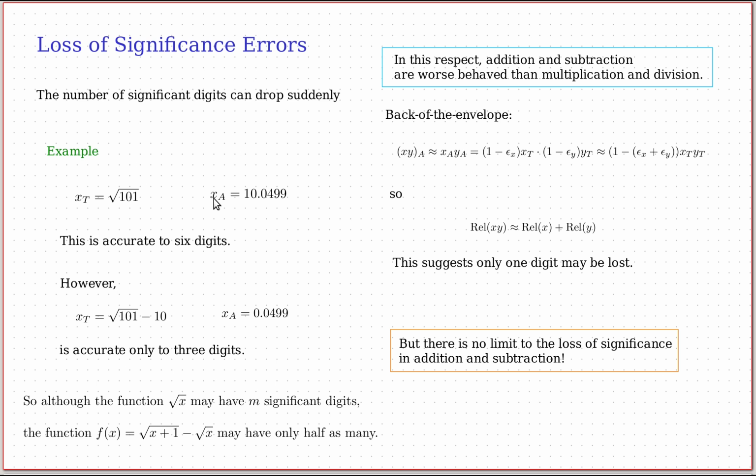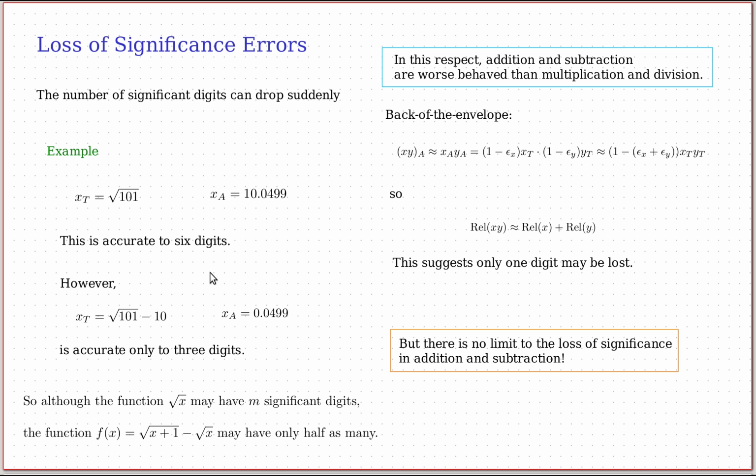Now, my first step was accurate to 6 significant digits. But when I subtract the 10, I get this value, right? The 10 cancels, and I get an approximate value of 0.499. Now, the problem is this is only accurate to 3 significant digits, right? In fact, I've only got three digits here. I only recorded 3 digits. So this could not possibly be accurate to more than 3 significant digits.